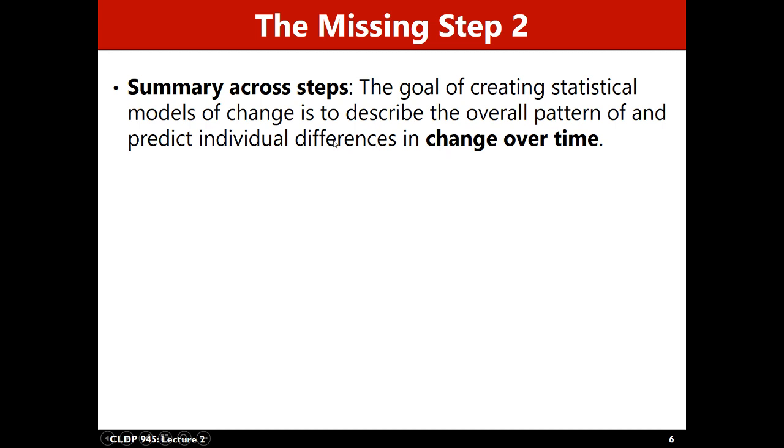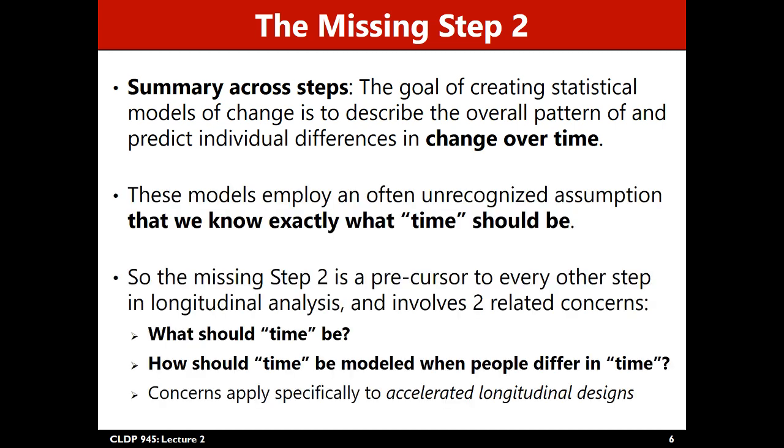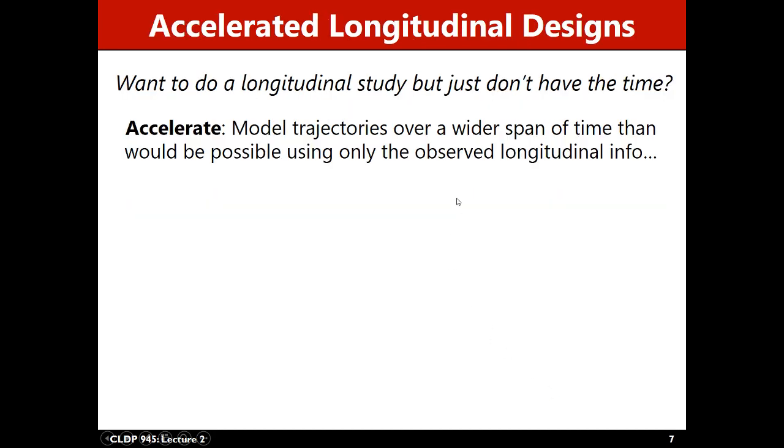So the goal of any of these analyses is to try and describe change over time. But that phrase in and of itself assumes that we know what time should be. So this missing step here is really 2 different questions. What should time be when you have multiple choices? And given those multiple choices, how do you model time when people differ in that time? So we're talking specifically about what are called accelerated longitudinal designs.